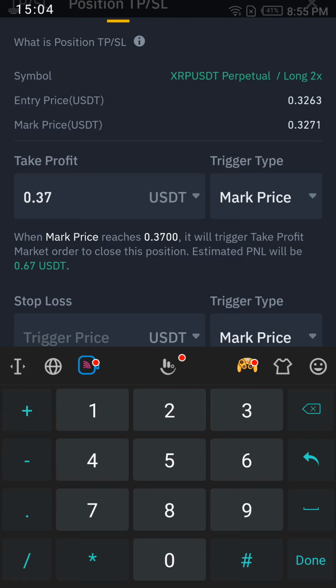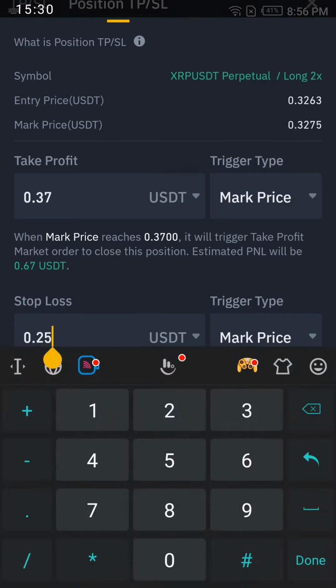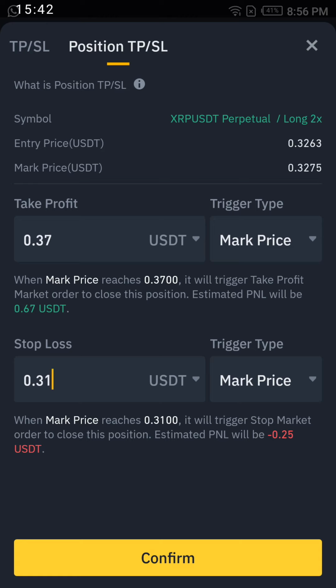Okay, now let's say I want to stop loss at 0.3, or 0.25. At 0.25, if it reaches 0.25, I'll be losing minus 1.18. But does it make sense? What is the ratio? Let me put stop loss at 0.31. At 0.31, I'll be losing 0.25 USDT. If you click confirm, it will be set.